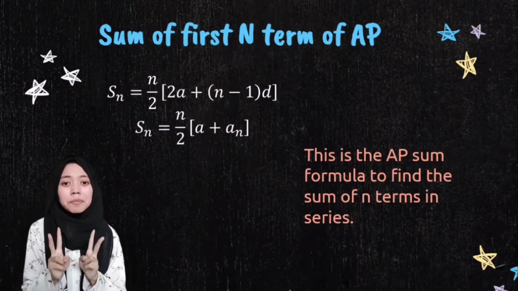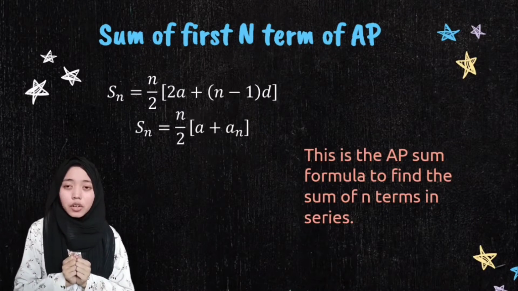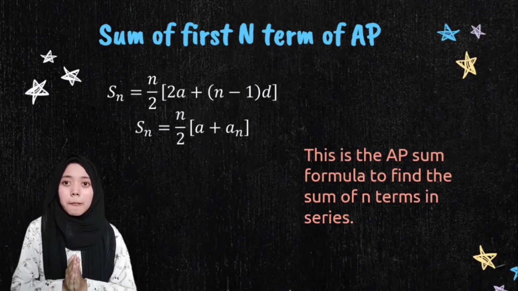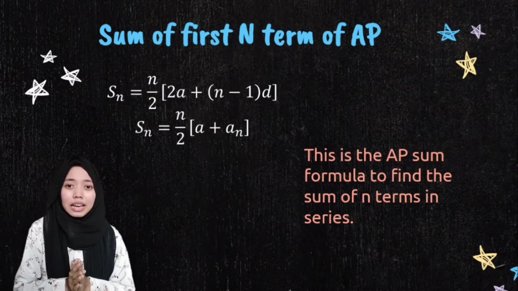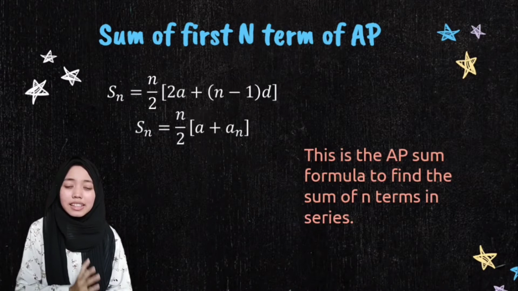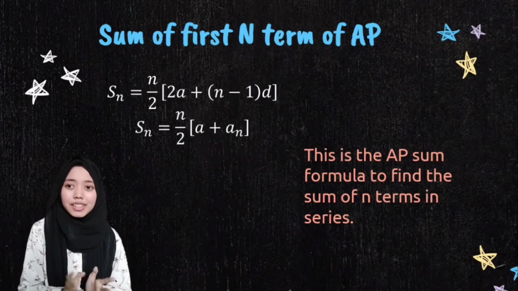And then the second main formula is the sum of the first n terms, or Sn. The formula of Sn is a half of n times in brackets a plus n minus 1 times d. Or we mentioned before that an is a plus n minus 1 times d. So Sn can be shown as a half of n times in brackets a plus an.